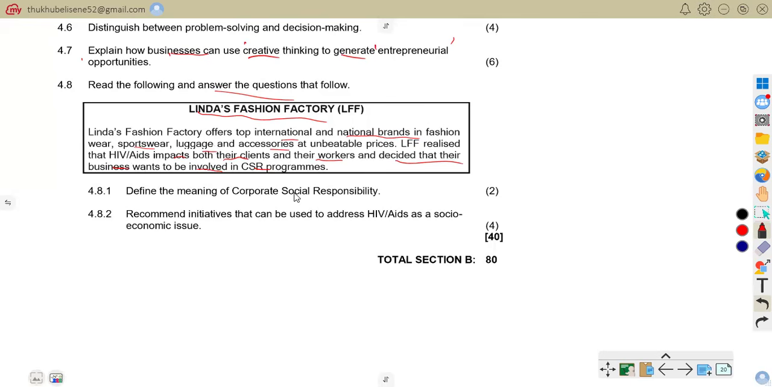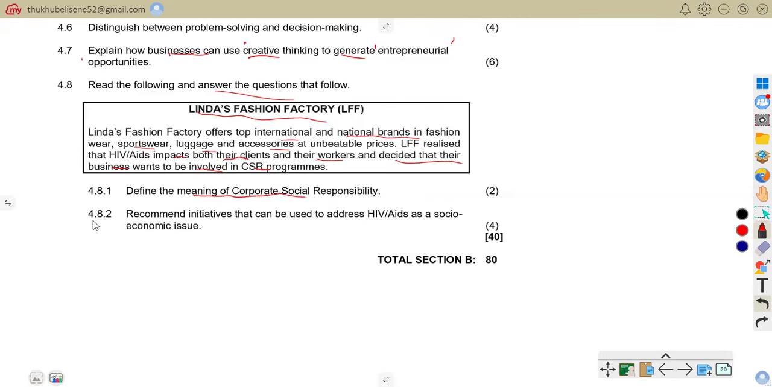So now we are to define the meaning of corporate social responsibility. We know very well that corporate social responsibility refers to a business approach that balances economic, social, and environmental responsibility, aiming for economic responsibility, to generate profits while ensuring sustainability. That is that.